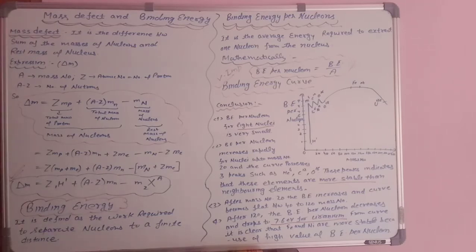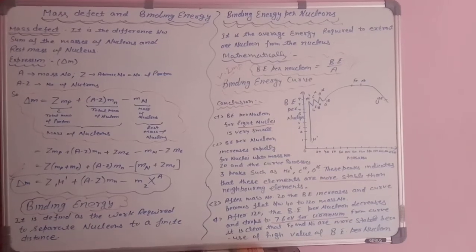Okay, so students, this is the final expression for mass defect. Delta M is equal to Z times the mass of hydrogen-1, meaning the atomic number is 1 and mass number is also 1, plus (A minus Z) times the mass of a neutron, minus the mass of the nucleus X with mass number A and atomic number Z. So this is the expression for mass defect. And now our next important topic is binding energy.